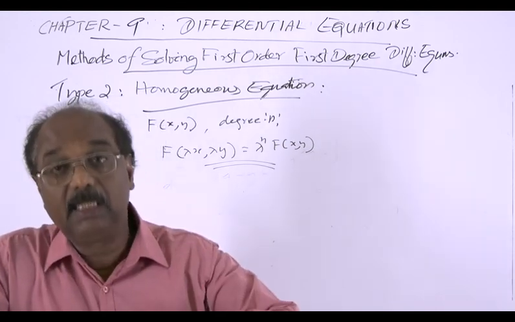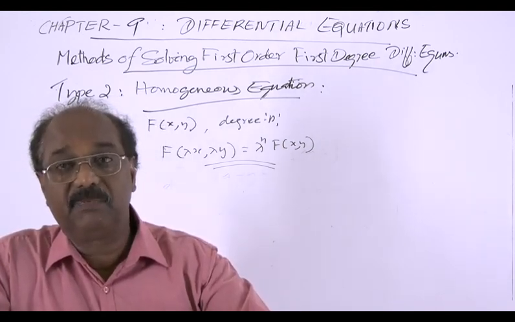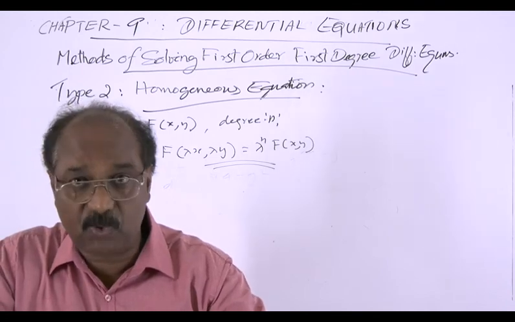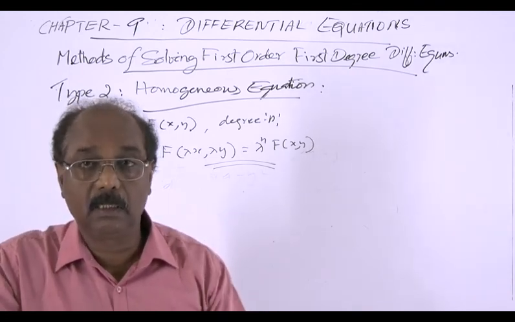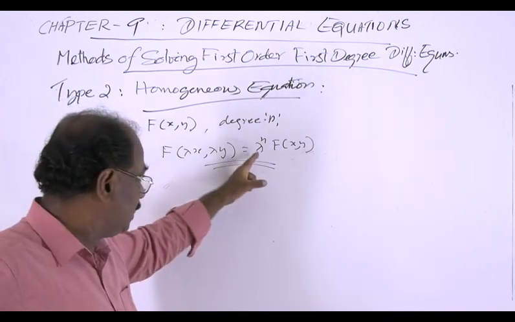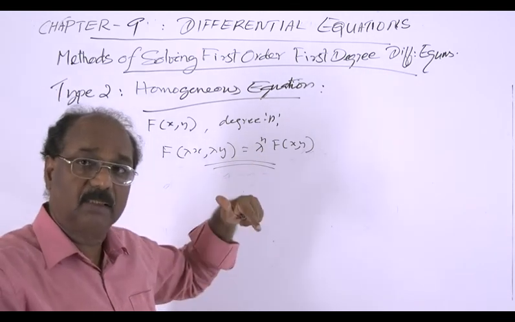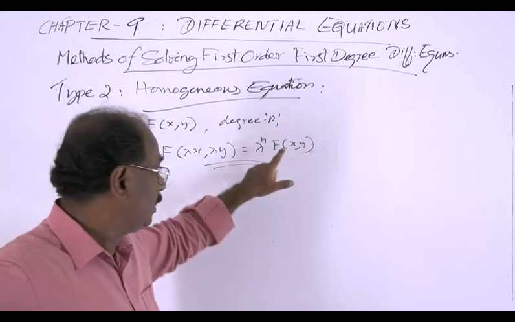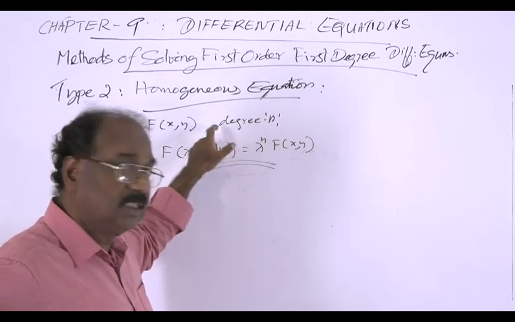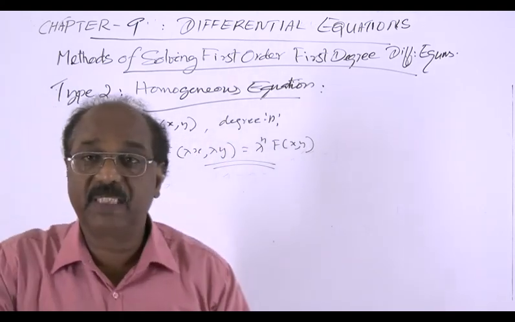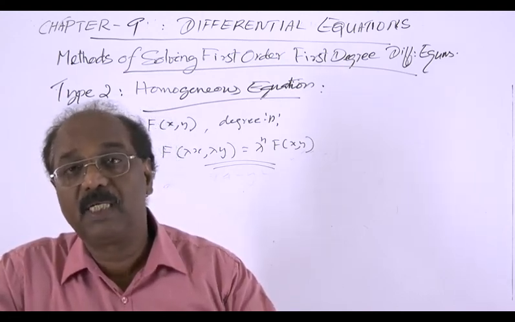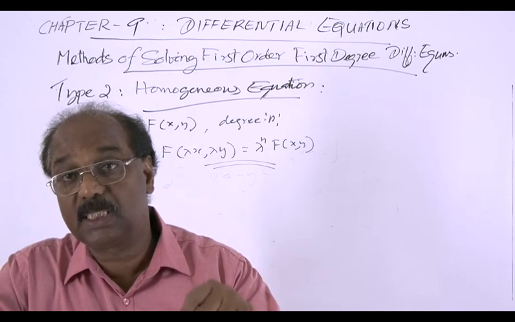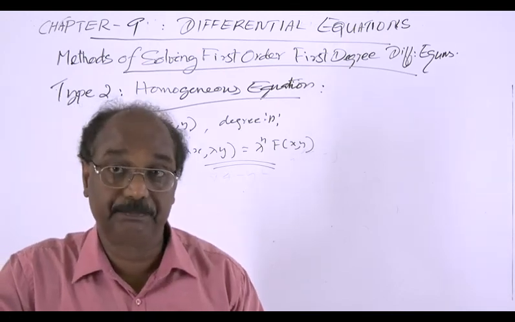That is, in the given function, if we put λx for x and λy for y, and the result can be written in the form λ raised to n, for some n, into f(x, y), then the given function f(x, y) is said to be a homogeneous function of degree n.